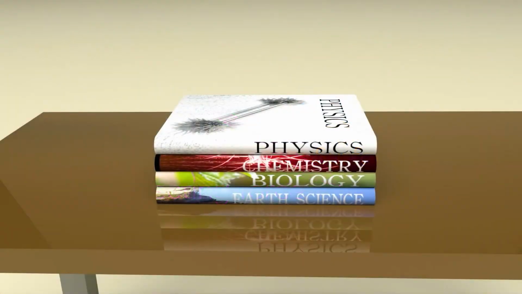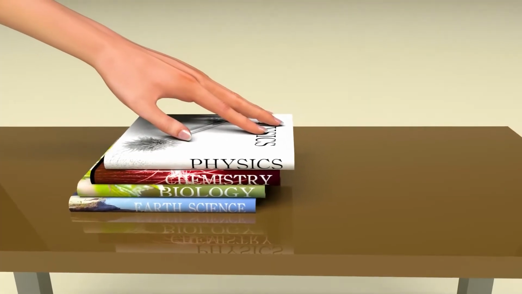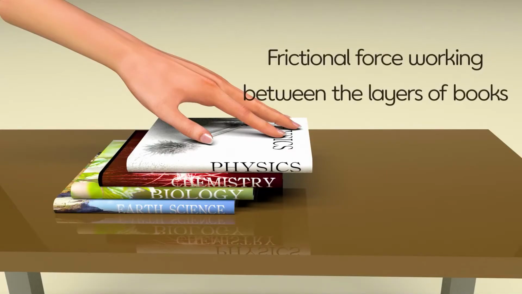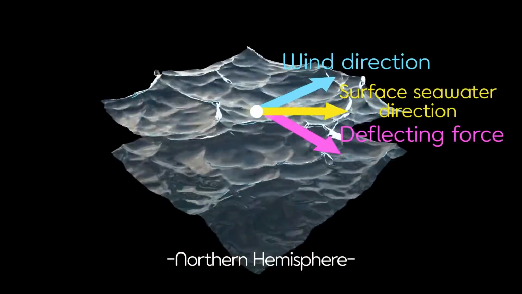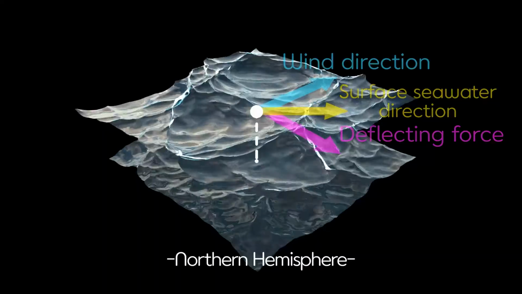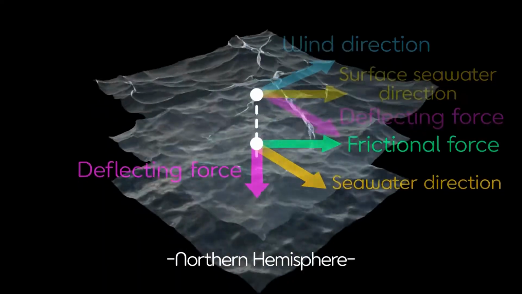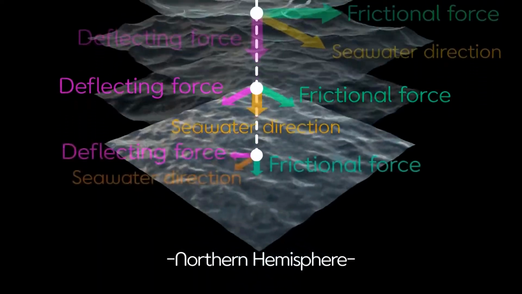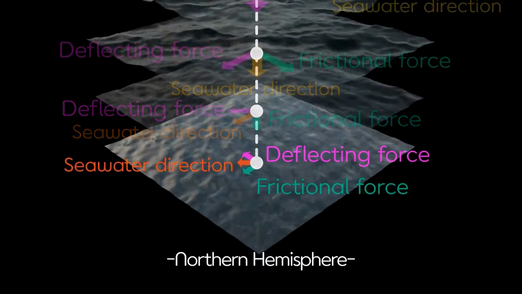If we stack up several books and push the top book while pressing it down hard, the rest of the books move in the same direction. This is because of the frictional force working between the layers of books. Therefore, the seawater deeper than the surface seawater receives the frictional force and shifts in the same moving direction as the water in the upper layer. As a result, the deeper the water is, the farther clockwise the seawater moves, and the slower it flows because of the frictional force and the deflecting force.